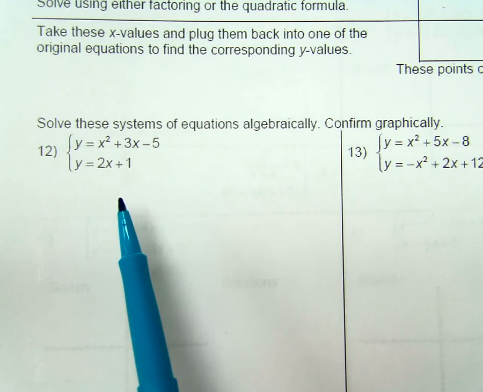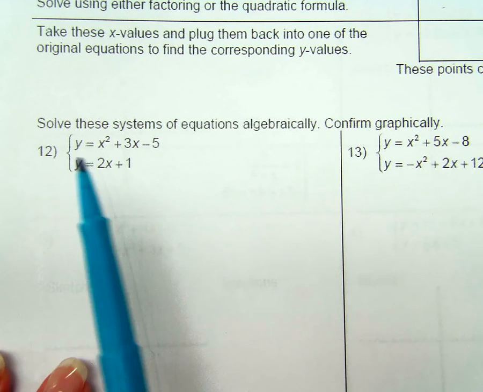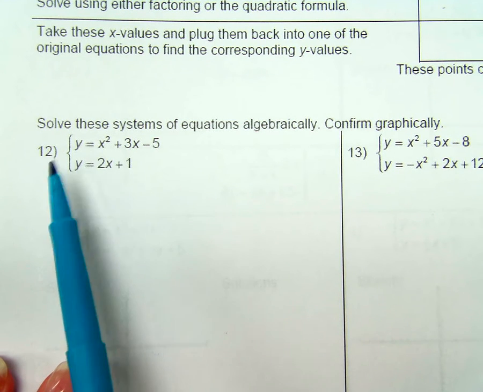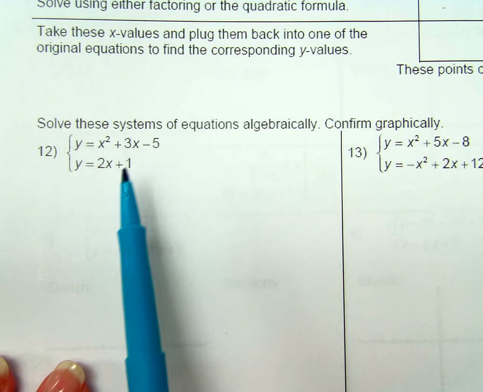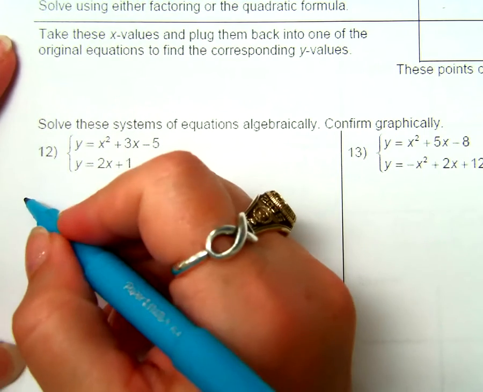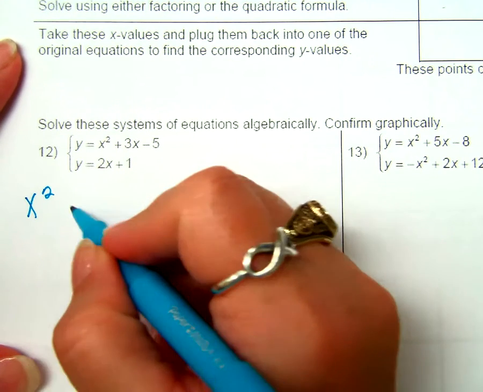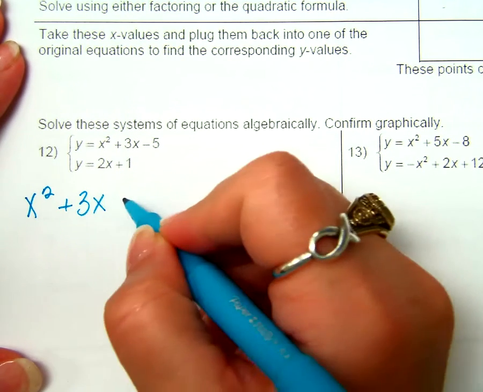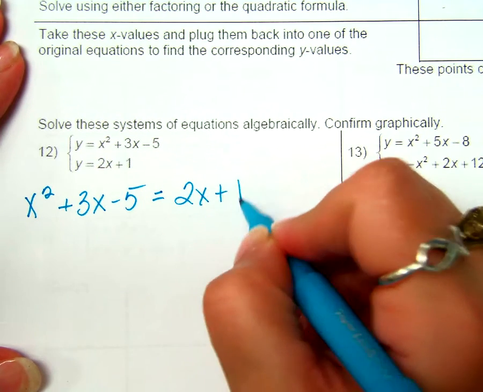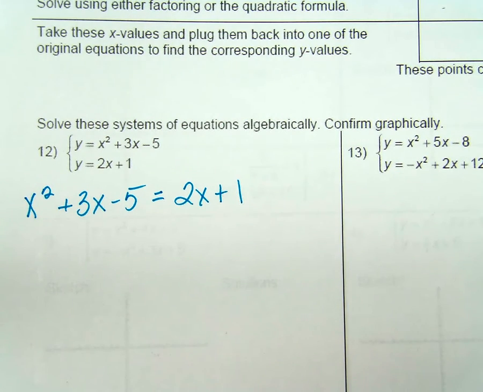Here, people use substitution because they realize this is set equal to y and so is this. And if they both equal y, then what's true about both of these two? They equal each other. That's exactly right. So they would go straight here: x squared plus 3x minus 5 equals 2x plus 1. Do you see how that's true?